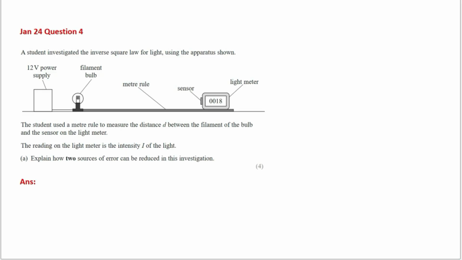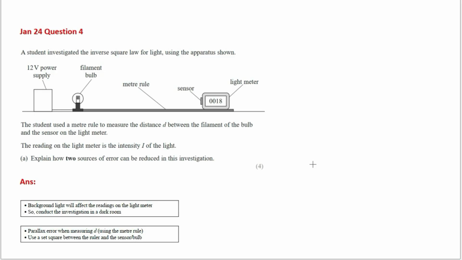So what are the two sources of error? In any experiment involving light, where you have to measure the intensity of light, one big source of uncertainty is always the presence of background light. I think this will be there in the mark scheme as well. So you need to eliminate background light. And how do you do that? By performing the experiment in a dark room. Let's see if this point is there. Yep, the very first point: background light will affect the readings on the light meter, so conduct the investigation in a dark room.